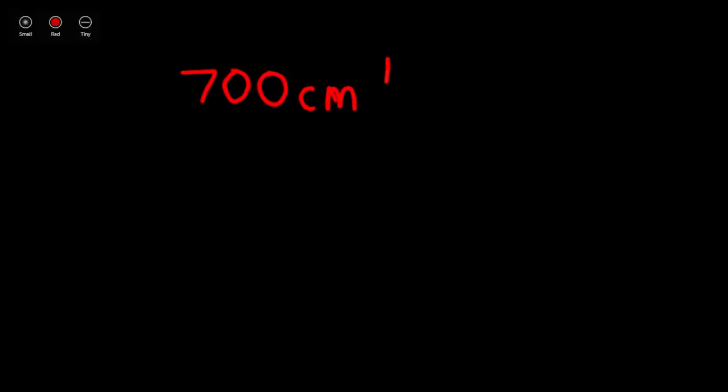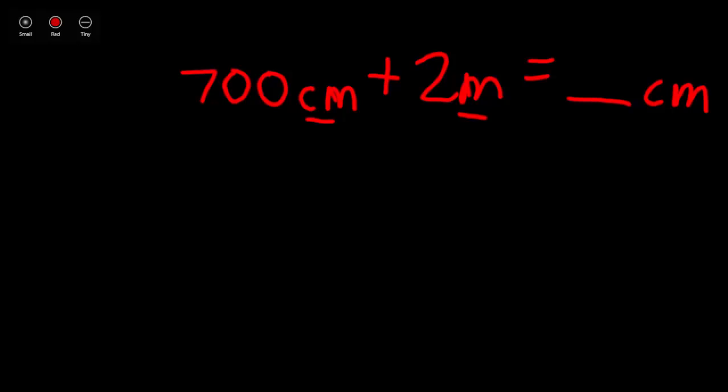Now for one more example, sometimes you'll see a problem similar to this, where you have an actual number sentence using different units of measurement. For example, 700 centimeters plus 2 meters equals how many centimeters? Now here we have 3 different units of measurement. We have centimeters, we have meters, and we have centimeters. So we actually have 2 different units of measurement, but we see 3 different units listed in our number sentence.